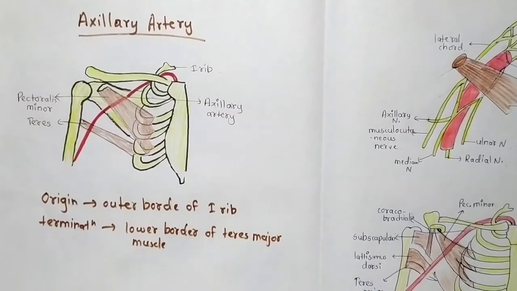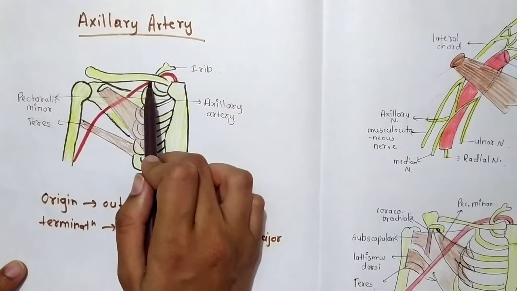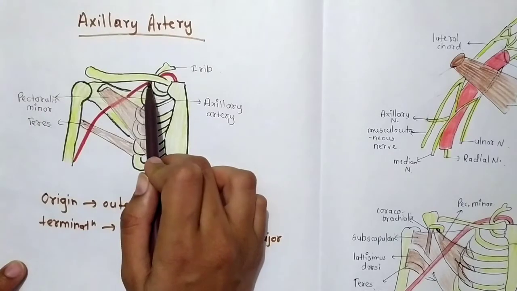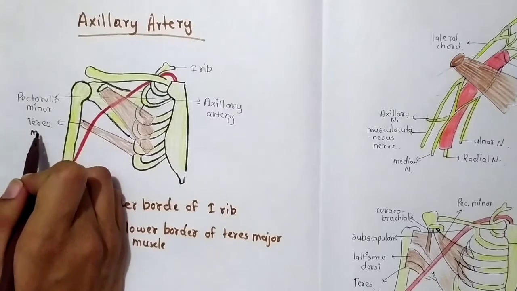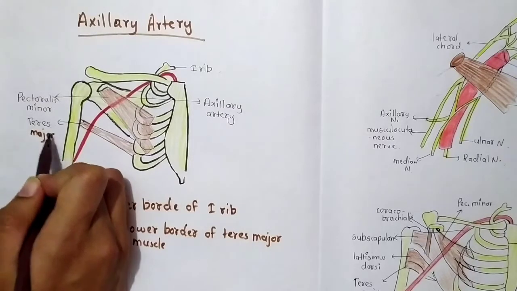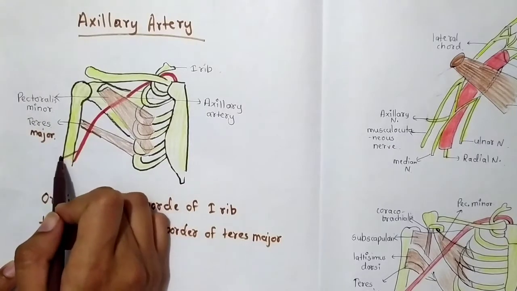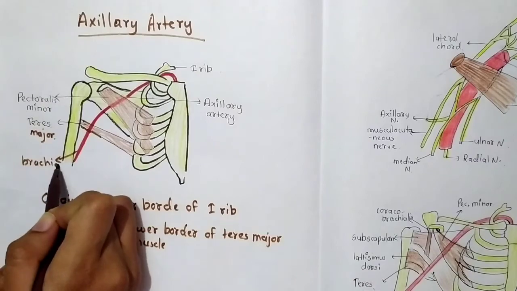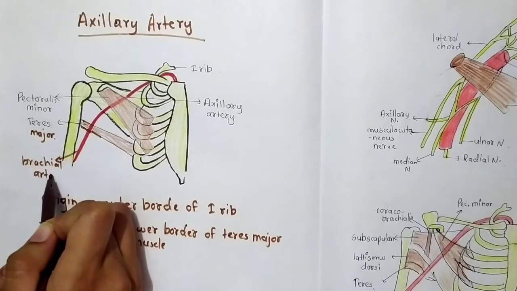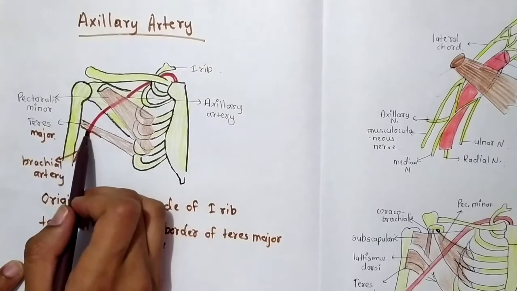In this diagram you can see this is the rib. From here the axillary artery is starting, and this is the teres major muscle. From the lower border of this teres major muscle, it is now known as the brachial artery. So its course is from here to here.